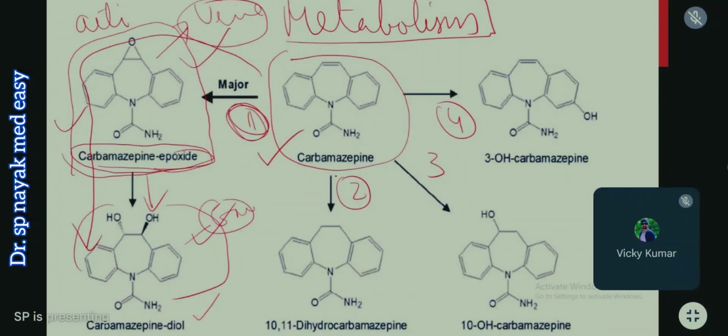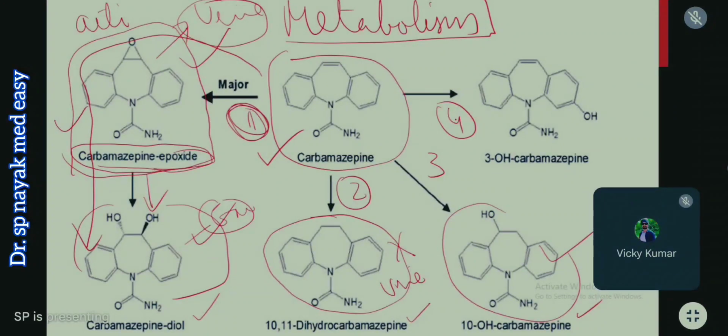The second method is carbamazepine directly metabolized into 10,11 dihydrocarbamazepine. This is the metabolic end product, which will not have any action and is excreted through urine. The third method is carbamazepine directly converted into 10 hydroxy carbamazepine. This is also a metabolic end product excreted through urine. And the fourth method is carbamazepine directly metabolized into 3 hydroxy carbamazepine, also a metabolic waste product.